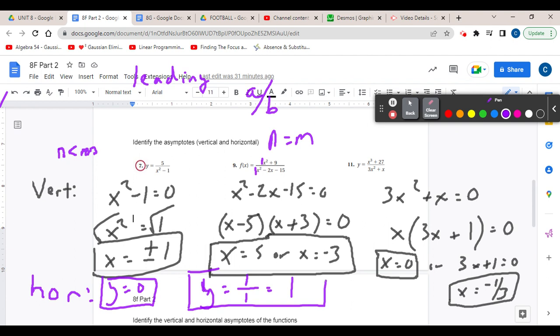On this last one, the degree of the numerator is 3. The degree of the denominator is 2. So n is greater than m. The degree of the numerator being greater than the degree of the denominator tells us there's going to be no horizontal asymptote. It isn't going to exist.